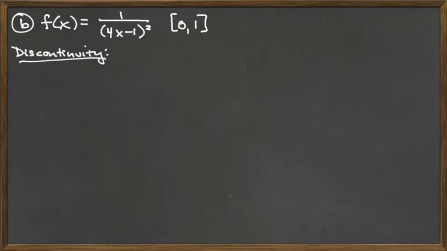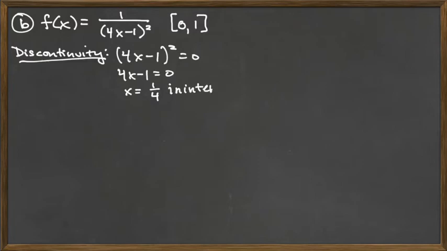So the discontinuity is going to be where the bottom of my original function is equal to 0. So we're talking 4x minus 1 squared equal to 0. Well, we could just square root both sides, and we're looking at 4x minus 1 equal to 0. Add over the 1, divide by 4, we've got x equals a fourth, and that is in the interval. And so that is a discontinuity place that we've got to be careful about.